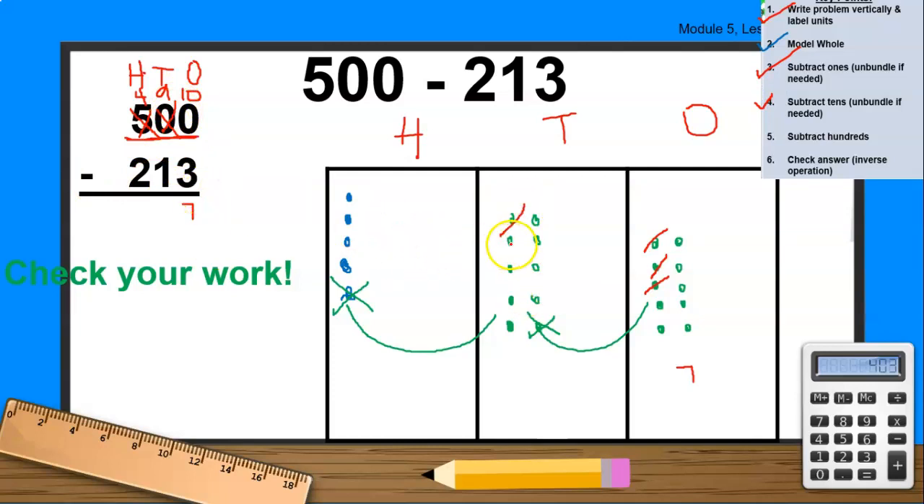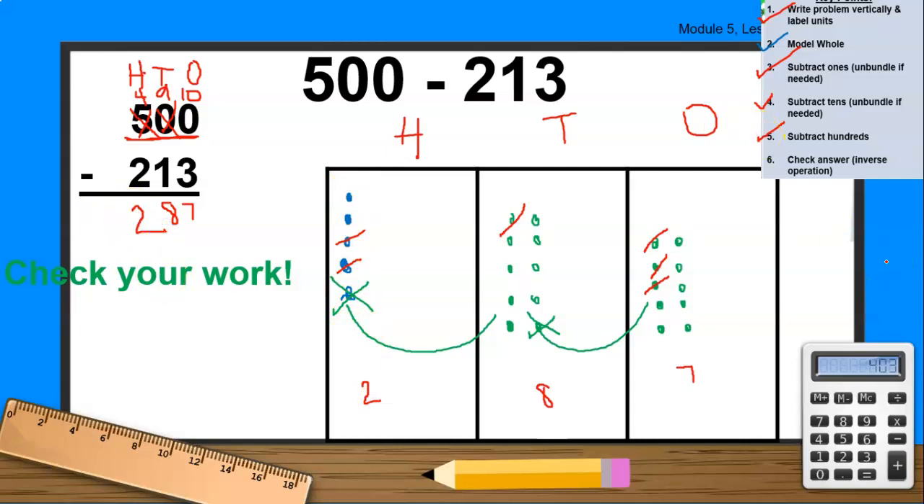What's the answer? Yes, the answer is 8 tens. So I have 8 tens. I'm going to put it after the equal line. Then I subtract the hundreds. 400 minus 200. I end up with 200. So I put that 2 after the equals.